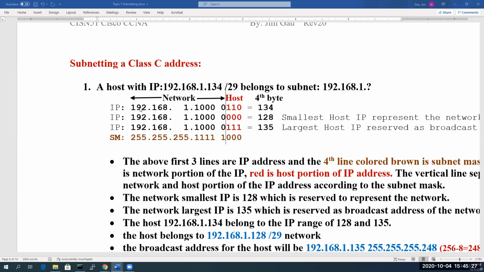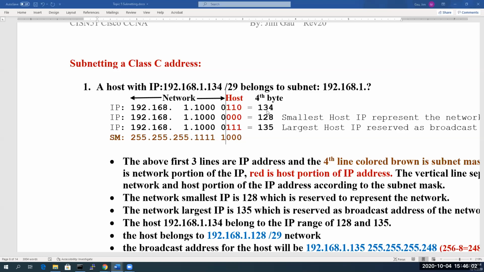I'm not going to convert the 192.168 into binary, and you know that it has to be the same. And the /29 cuts the first 5 bits to become network, and the 3 bits become host, right? So in the document, I told you that the 4th row is the subnet mask. The subnet mask defines which portion of your IP address is network and which portion is host. That's what we've been talking about, right?